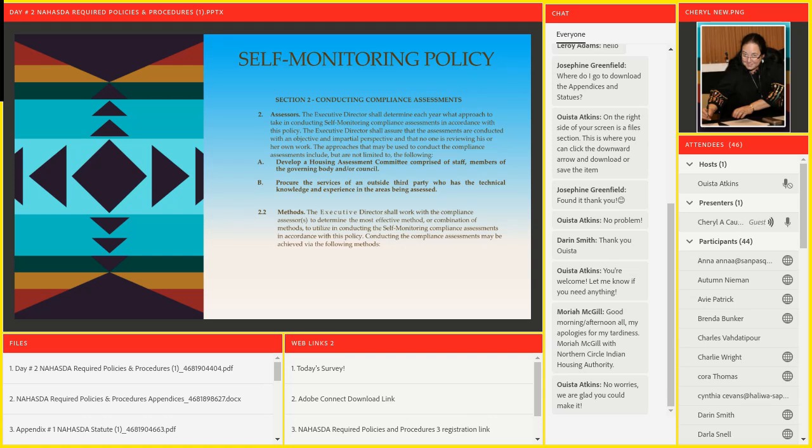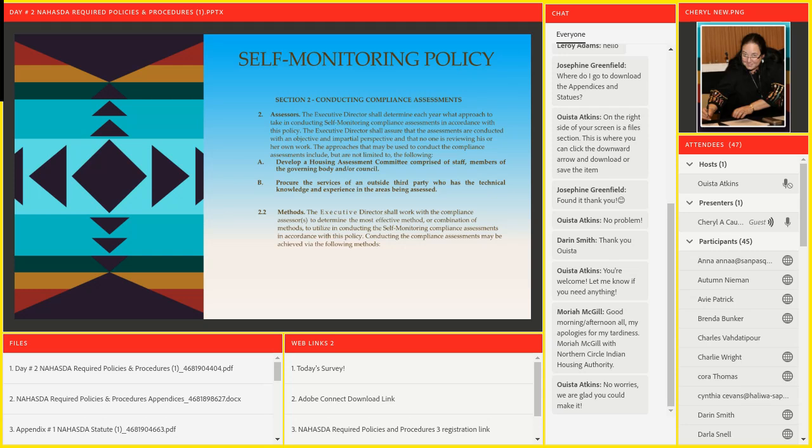Conducting your compliance assessments, your assessors, who are they going to be? The executive director shall determine each year what approach should be taken in conducting the self-monitoring compliance assessments in accordance with this policy. The ED shall assure that the assessments are conducted with an objective and an impartial perspective, and that no one is reviewing his or her own work, okay? Because if they find a mistake, they're going to try to correct it and they don't want to look bad.